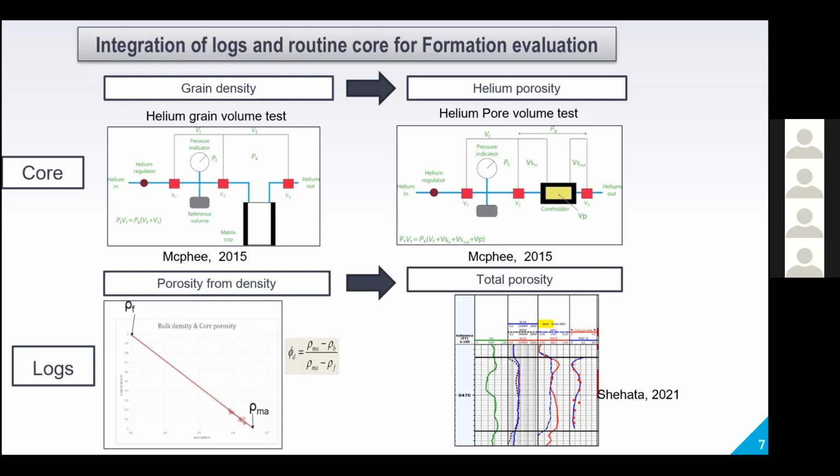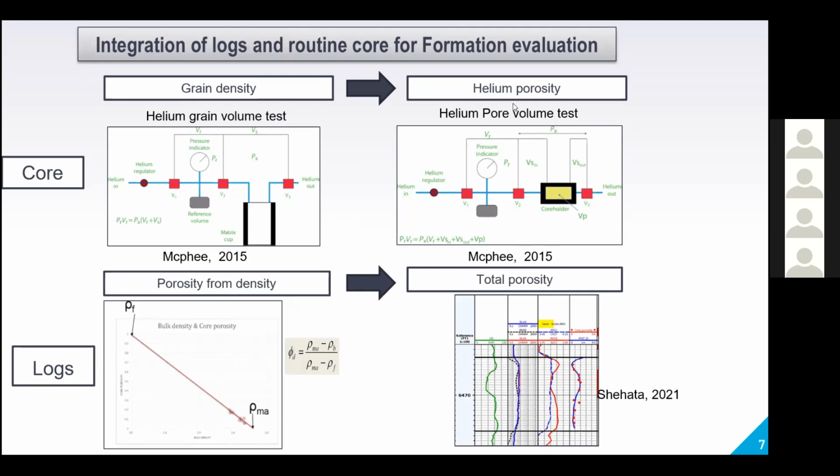With the core data, the porosity from the density has the highest accuracy because you derived the raw matrix by the grain density and you derived the raw fluid by this plot. Now you can trust the porosity from the density using core data. Imagine if you don't have core data, you can't derive the raw fluid and you can't derive the raw matrix. This is the most important part about the integration of logs and the routine core for formation evaluation.